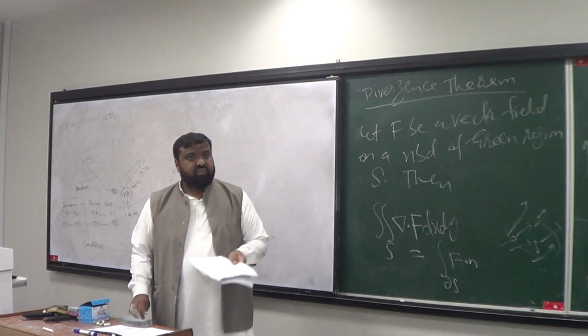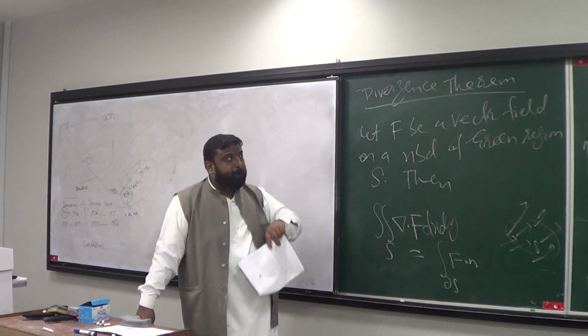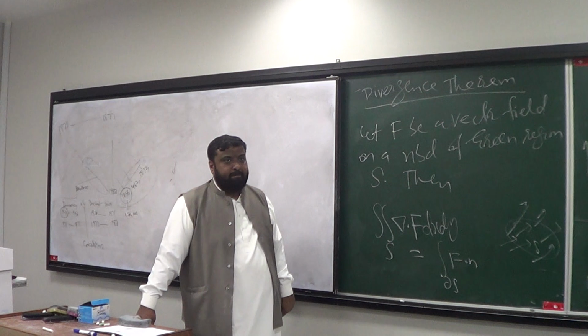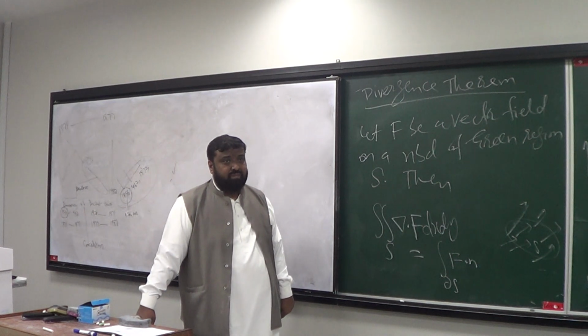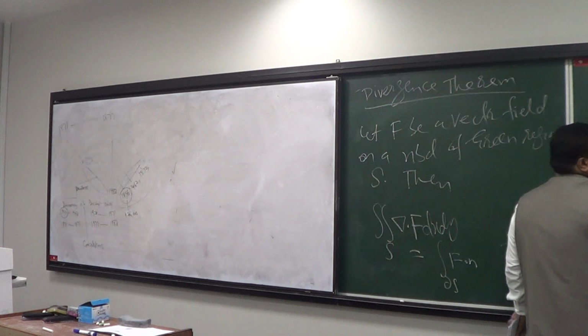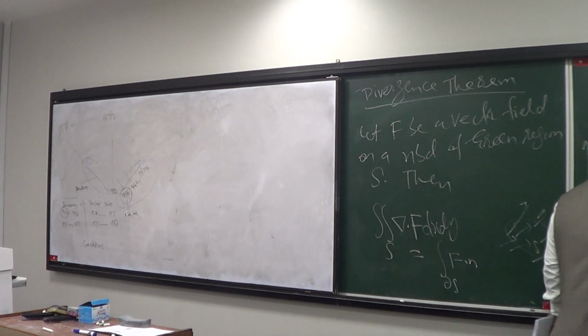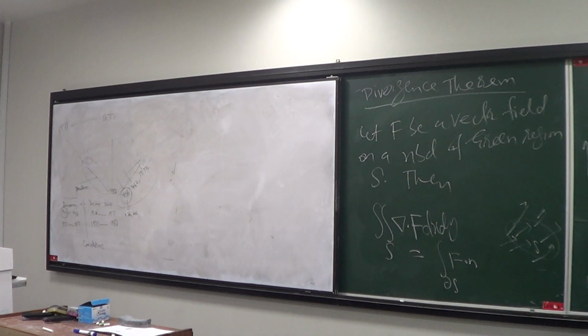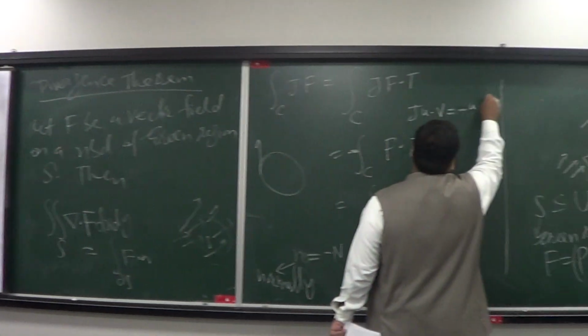This JF dot T that we did, which we wrote as F dot JT, after that we put the minus sign. How much minus did we put? No, this minus was here, this minus was here. So you have this result that Ju dot v is the same as minus u dot Jv.